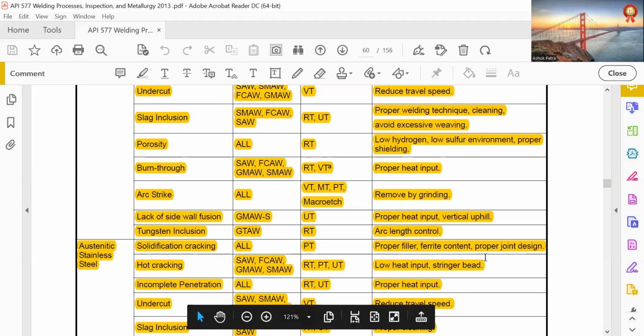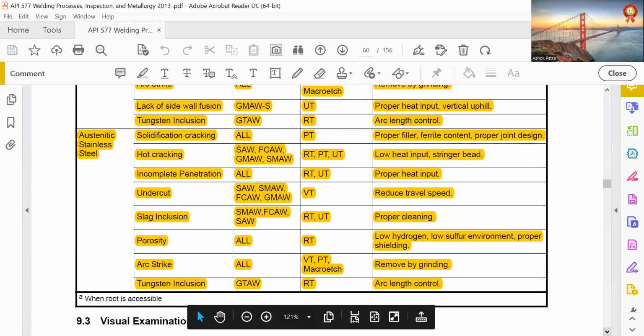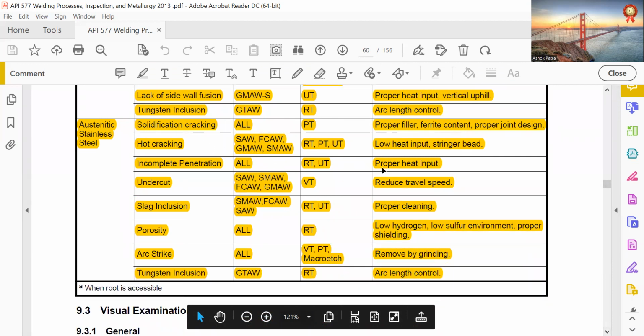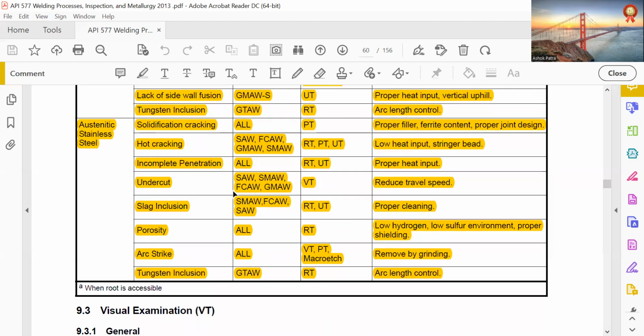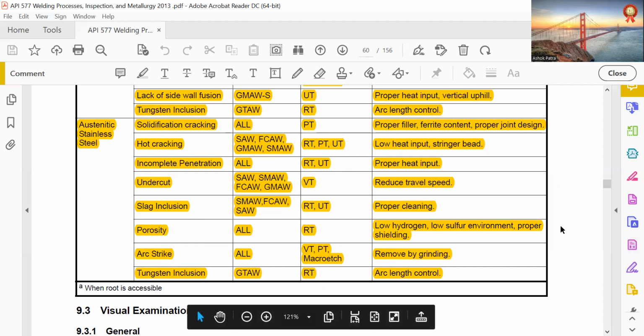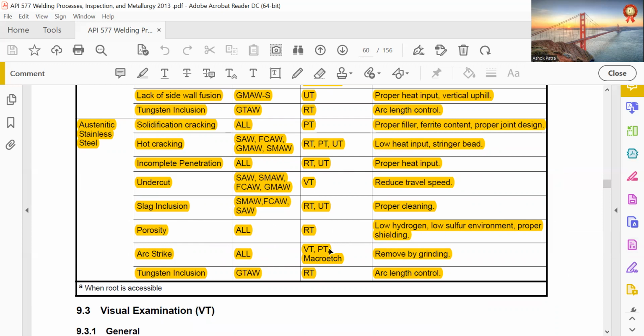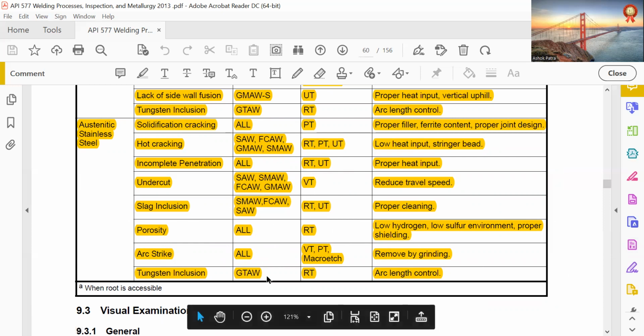GMAW, SAW, RT, PT, UT, low heat input, stringer bead. Incomplete penetration: all RT, UT, proper heat input. Undercut: SAW, SMAW, FCAW, GMAW, VT, reduced travel speed. Slag inclusion: SAW, SMAW, FCAW, SAW, RT, UT, proper cleaning. Porosity: all RT, low hydrogen, low sulfur environment, shielding. Arc strike: all VT, micro etch, removed by grinding. Tungsten inclusion: GTAW, RT, arc length control.